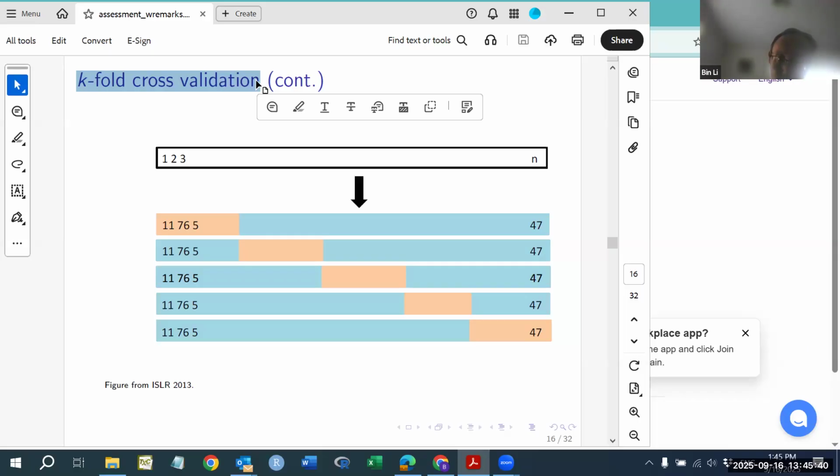So this is especially useful for a large sample size and for computationally intensive algorithms. We will see artificial neural networks and ensemble methods later. These are very computationally intensive algorithms. So using k-fold is better than leave one out.